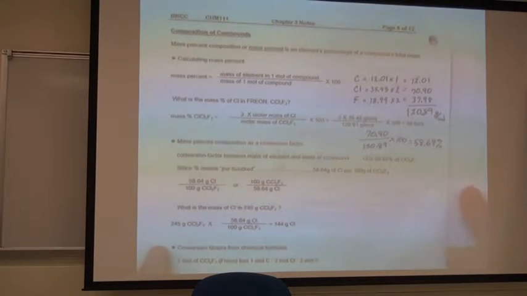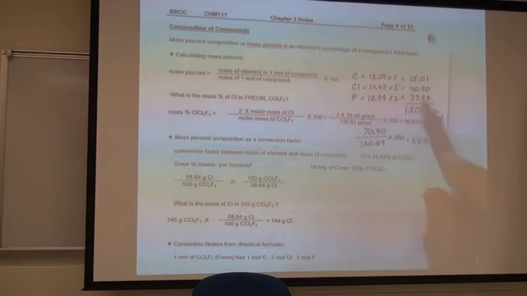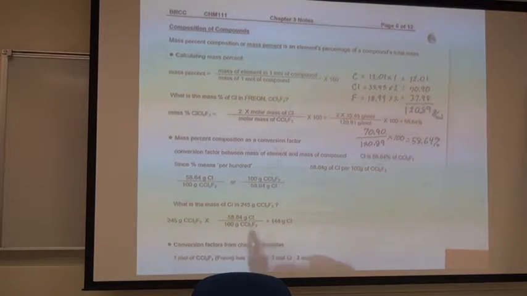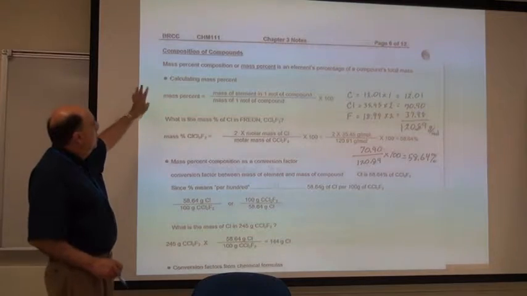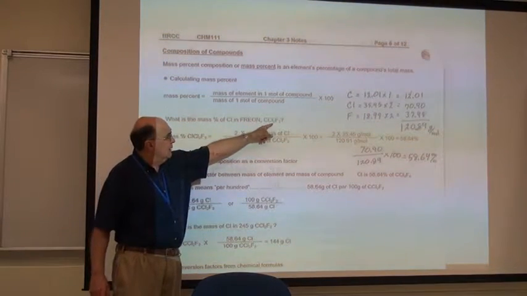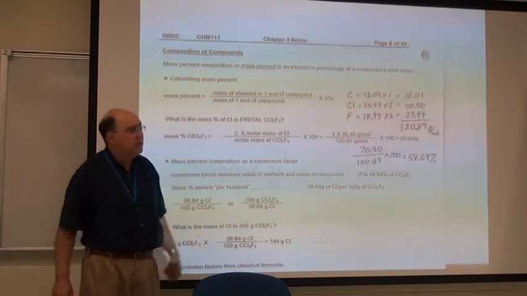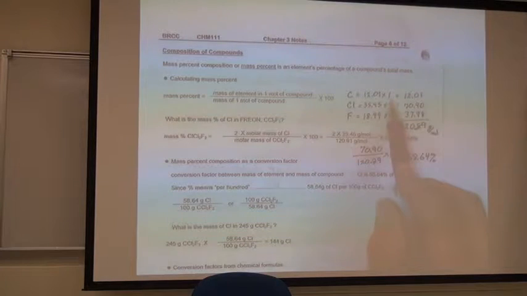Okay, what we're going to talk about now is mass percent. It's an element's percentage of a compound's total mass and how you get it. Okay, so the example that we're going to work is with Freon. Freon is CCl2F2, and so I've got it worked over there on the side. Okay, so we've got one carbon, we've got two chlorines and two fluorines.